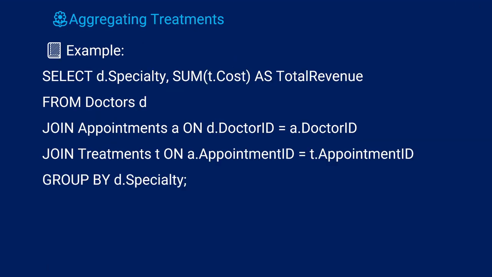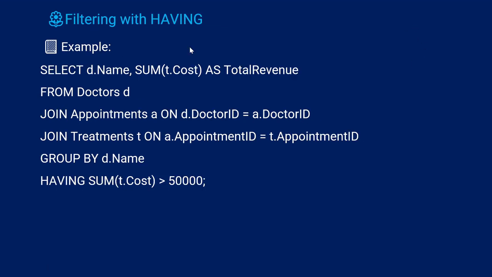Aggregations let us analyze revenue by specialty. This query sums treatment cost grouped by doctor specialty. HAVING filters groups after aggregation. This query shows doctors whose treatments generated more than 50,000 in revenue.